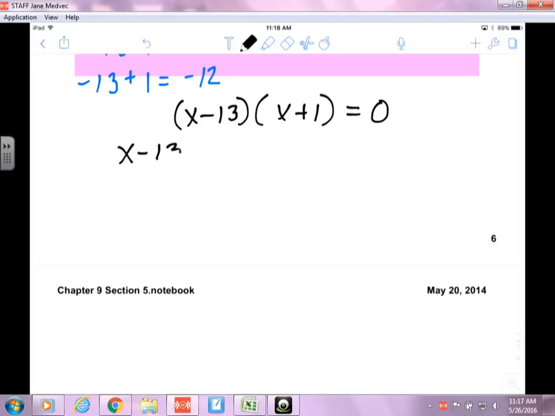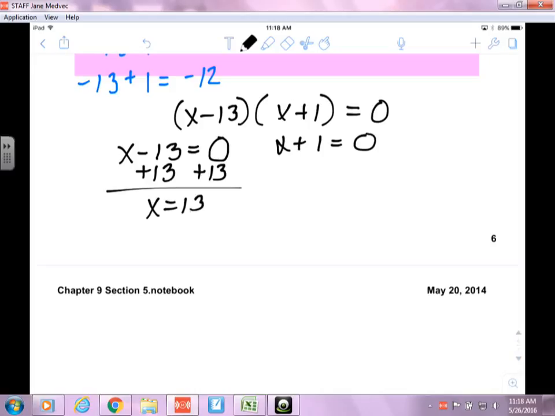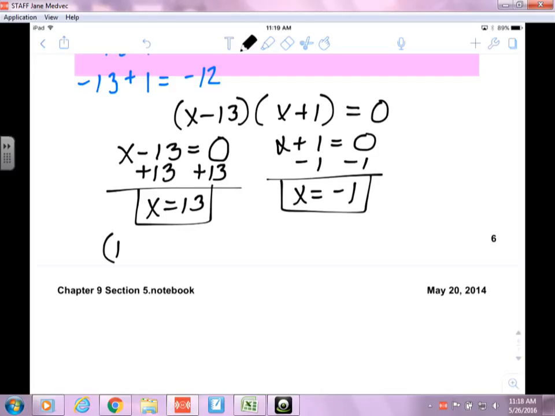Okay. This is what you get on the test. X minus 13 equals 0. X plus 1 equals 0, remember doing that? For that thing to equal 0, either the first parenthesis needs to be 0 or the second parenthesis needs to be 0. So then I did my hands-on equations, simple math, right? And I got x equals 13, and I subtracted 1, and I got x equals negative 1. So that's where it crosses the x-axis. My ordered pair then would be 13, 0, and negative 1, 0.